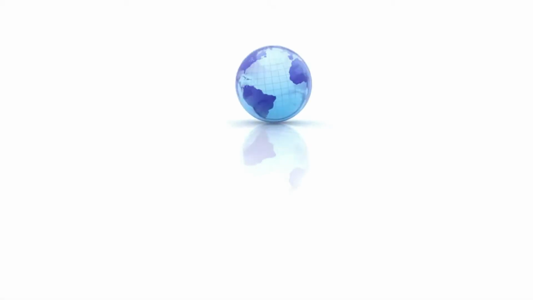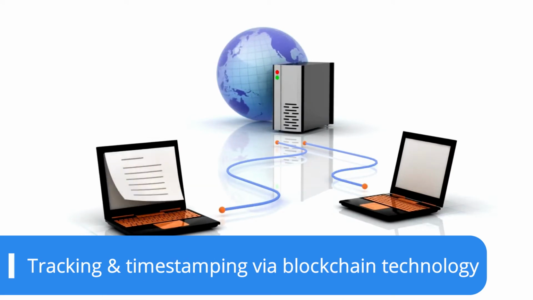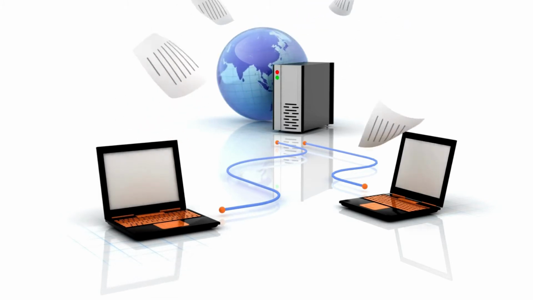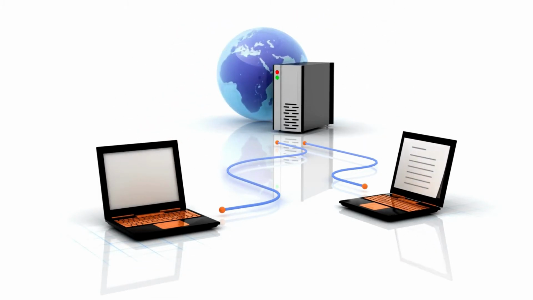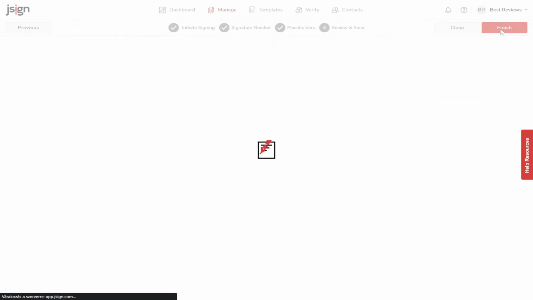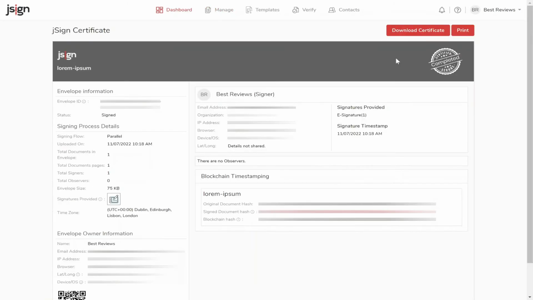When it comes to security, jSign uses blockchain technology, which tracks and timestamps all documents. This also means that jSign follows up on documents with audit trails, which show when and where a document was accessed and by whom, as well as whether they signed it. When all relevant parties have signed the document, users receive a certificate of completion that reveals the signer's IP addresses, devices, and browsers used at the time of signing.